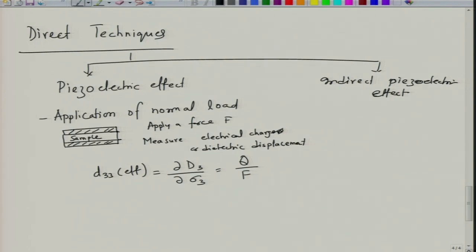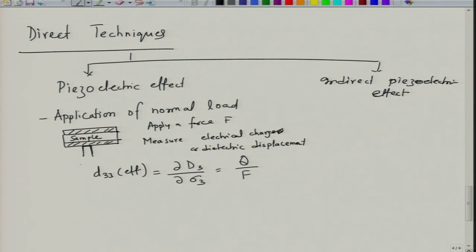This is a very simple method, but the problem here is the tips. When you apply force using a tip, the tip has to be in contact, and generally what happens in these samples is that the tip is a point contact. For example, we do it in piezo force microscopy.